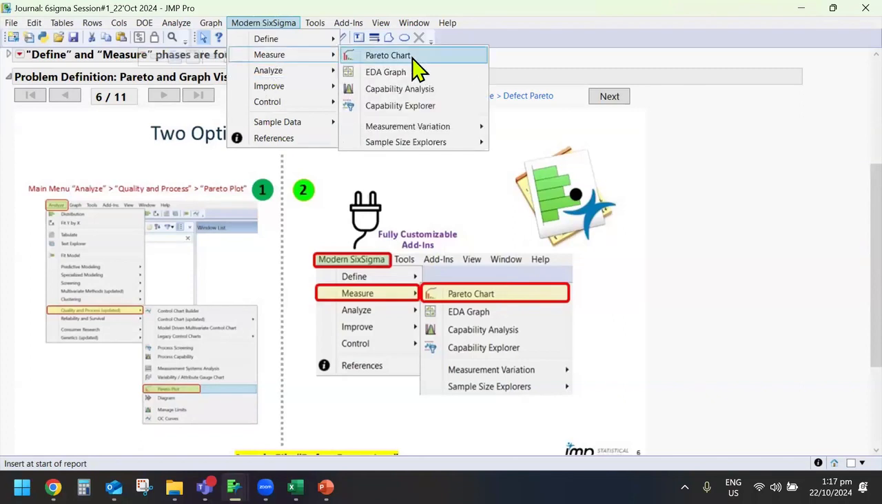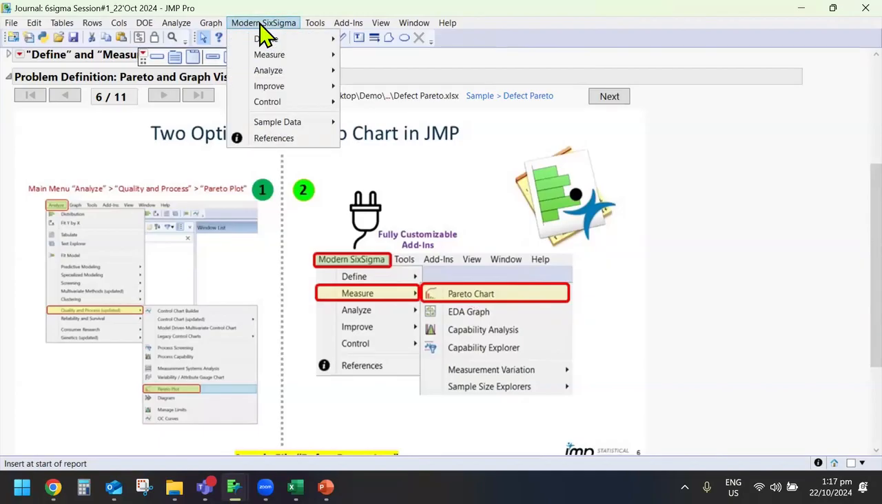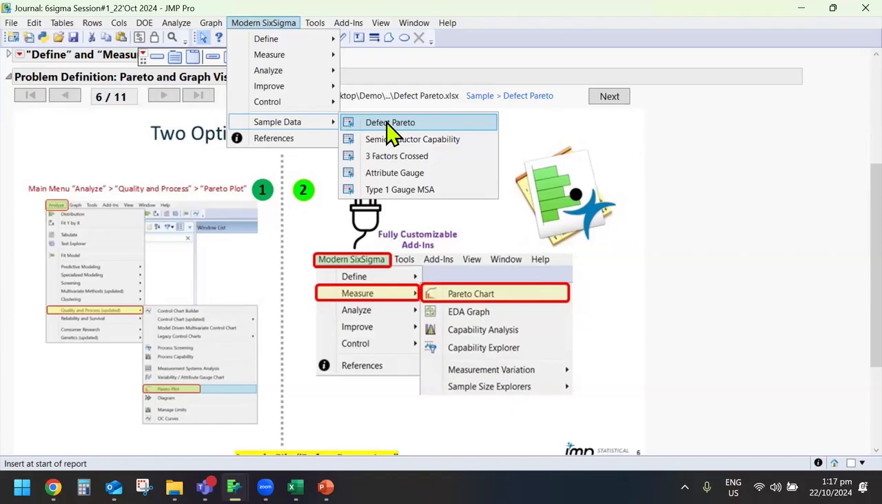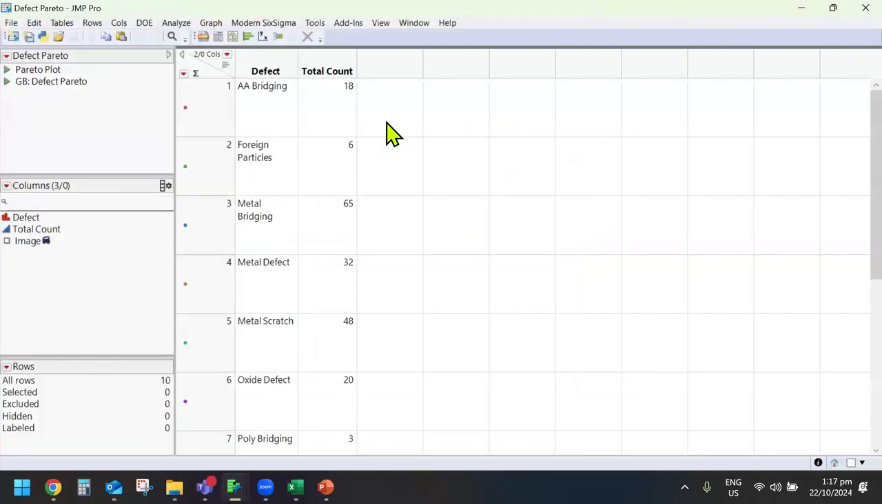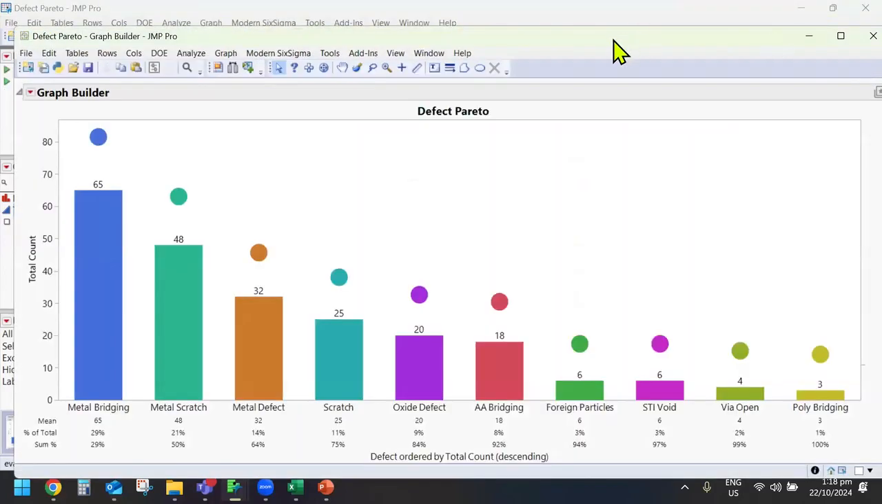That is the Pareto chart. This is the platform I'm using today. We also have sample data that is ready for you to integrate into this add-in. It is over here, Defect Pareto. You can just open this one and practice later after this session. Once you open this JMP table, you will see the defect and total count. For your convenience to practice, I already embedded the script for you. Just click run, and you get two charts.